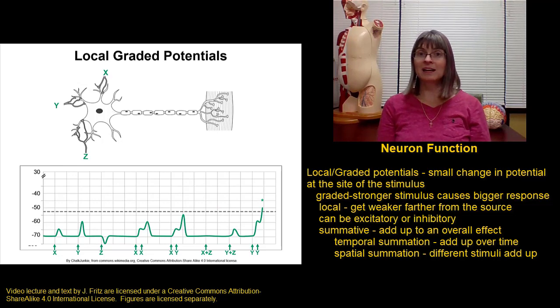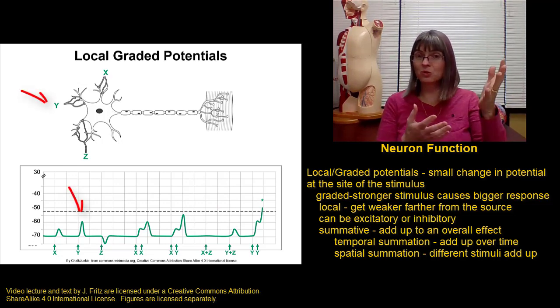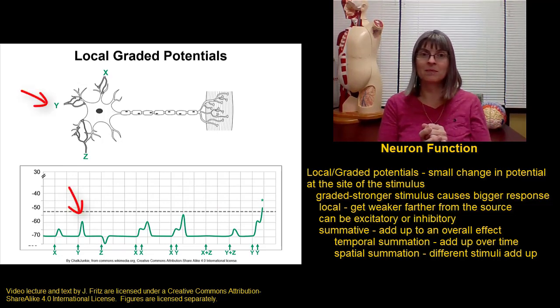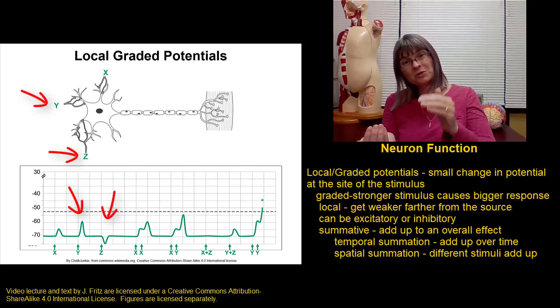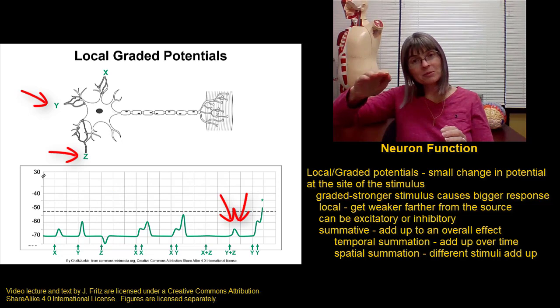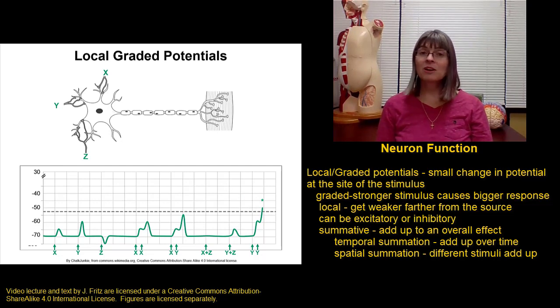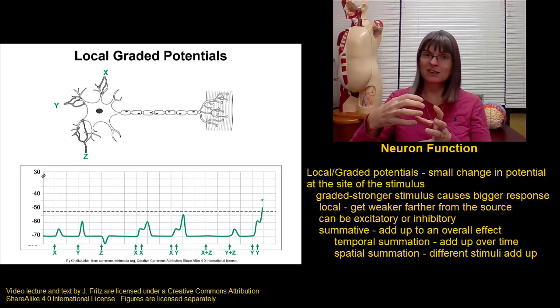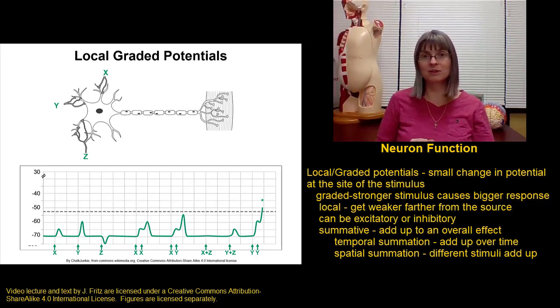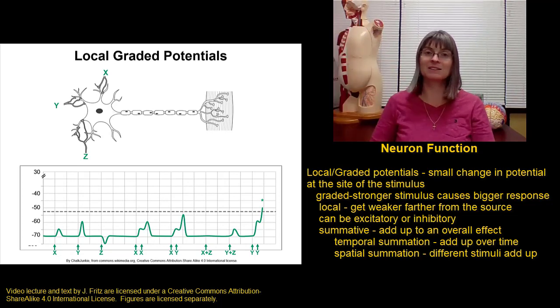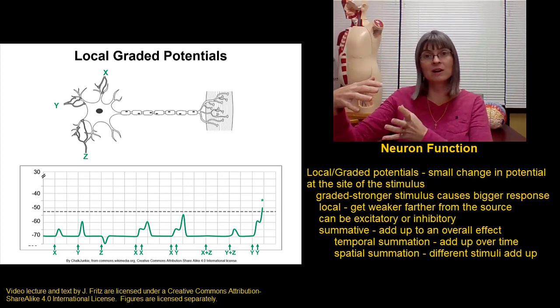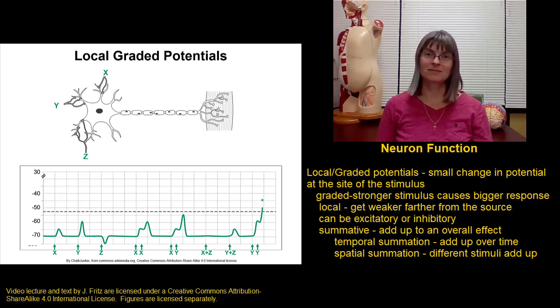If we take a look at stimulus Y, which is a stronger excitatory potential, and we pair that with stimulus Z, Z is going to reduce the overall effect of Y. So we get a little bit of excitation, but not as much as we would if we hadn't had those combined together. If we combine X and Y together, we're going to get a stronger excitatory potential because they both are going to be exciting the membrane potential. They're both going to cause depolarization.